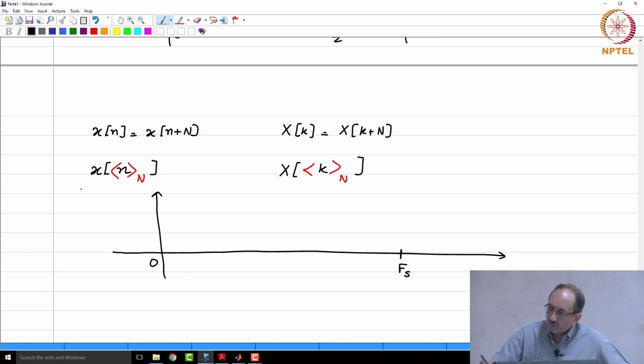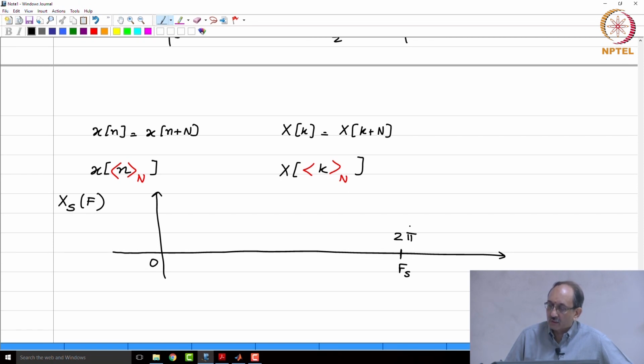That is, I am talking about X_s of cap F. I am showing this now in cap F. Earlier we had seen this as X_s of cap omega, and instead of Fs we denoted this point as omega_s. All I have done now is scale it by 2 pi so that the repetition is Fs rather than omega_s. We also know that when this is mapped to the DTFT, this Fs will get mapped to 2 pi.